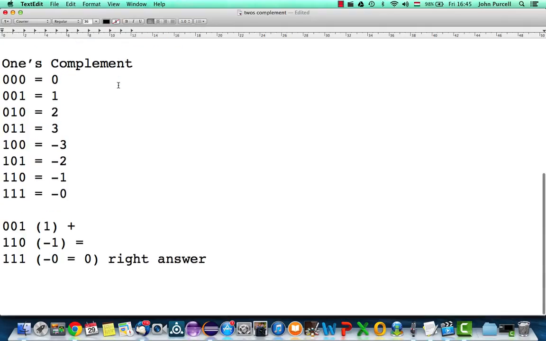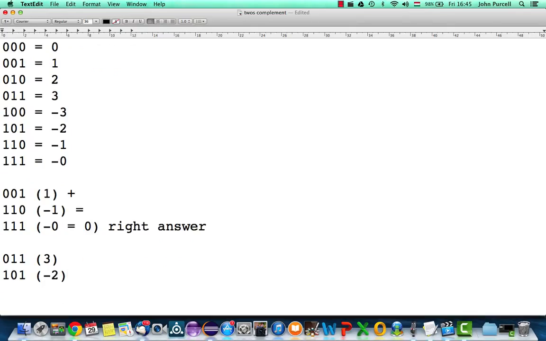Now there is a bit of a complication sometimes. Let's take a look at what happens if you add, let's say, 0, 1, 1, which is 3, to minus 2, 1, 1, 0, 1. Let's try that. We're going to add 3 to minus 2, and of course we expect to get 1. I'm going to put a 0 at the beginning of these. As with decimal, you can put a 0 at the beginning of a number and it doesn't make any difference, like 007 still means 7.